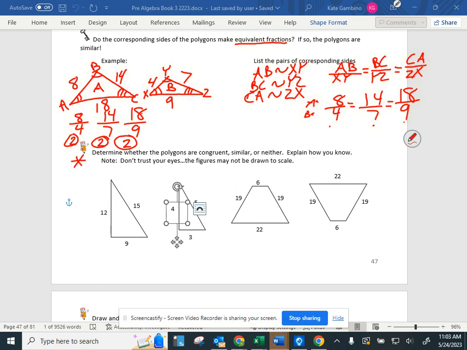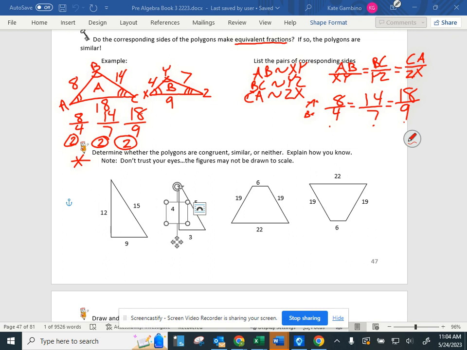So let's do this. Let's determine whether the polygons are congruent, similar, or neither. Explain how you know, showing your work. Okay. Don't trust your eyes. The figures may not be drawn to scale. Always do the math. You can't just eyeball it and say, well, they look similar. Nope, you have to show the math.